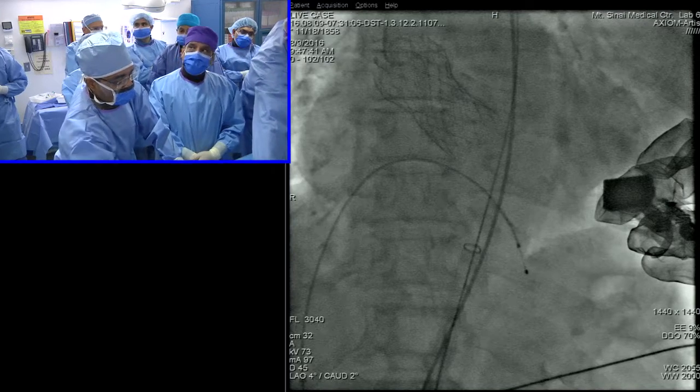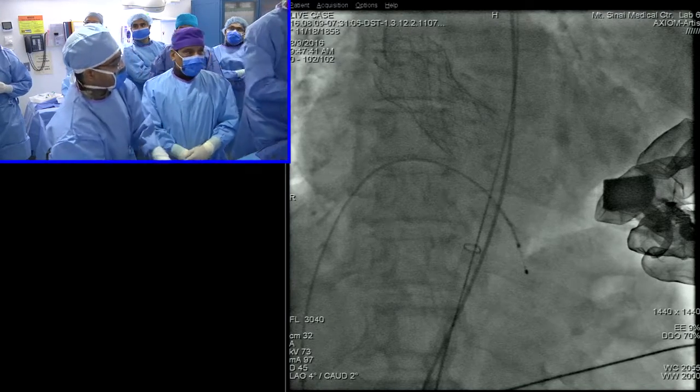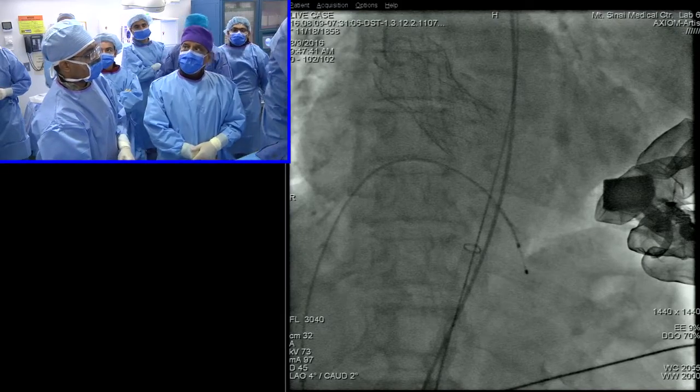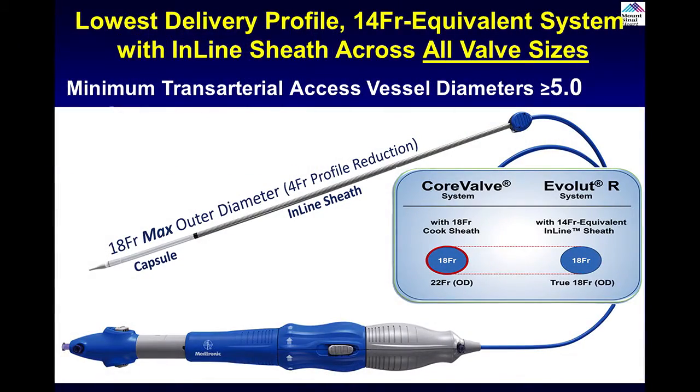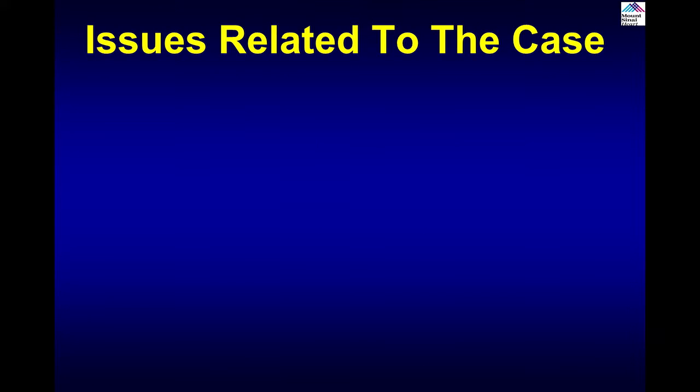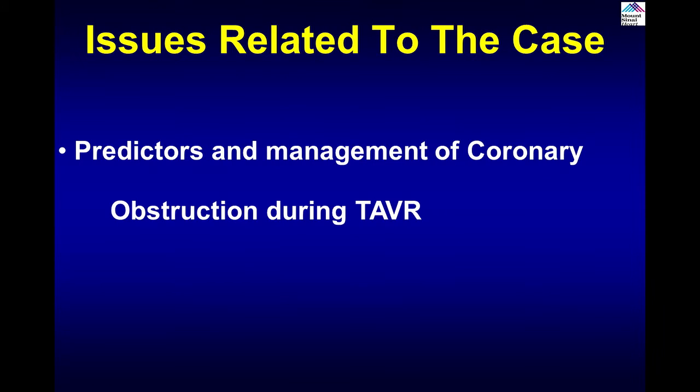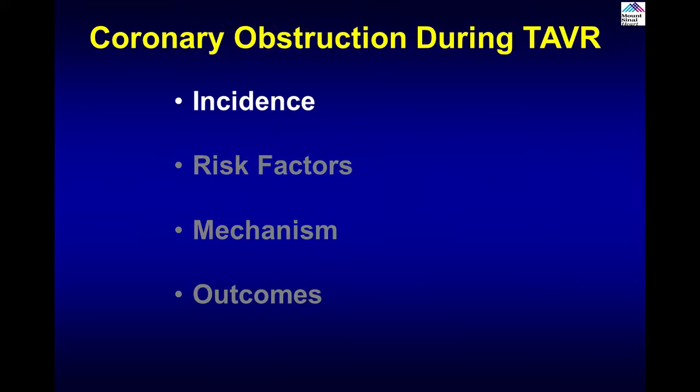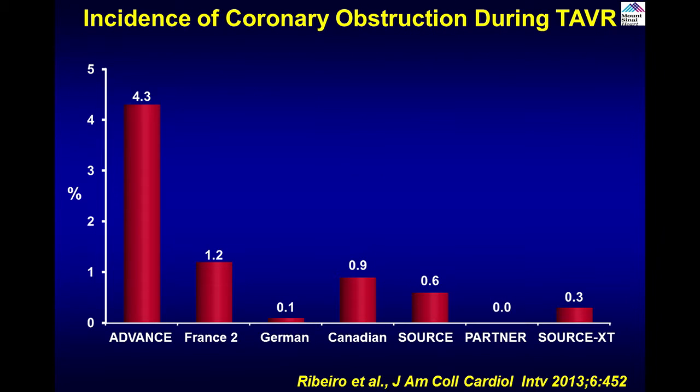Now with that note, while Dr. Kovacic is trying to get the vascular access, we can go back to our slide presentation. The topic today: I decided to present the latest data that just came up on the predictors and management of coronary obstruction during TAVR. I'm going to talk briefly on 4 topics: the incidence of coronary obstruction, the risk factors, the mechanism, and the outcomes. The incidence in various studies is variable, but it's less than 1%.